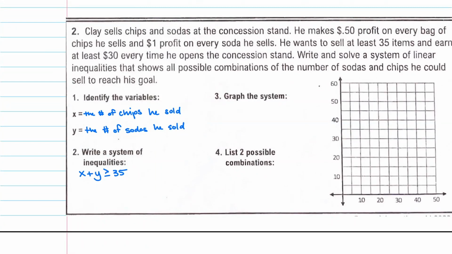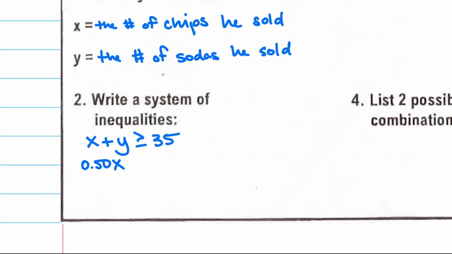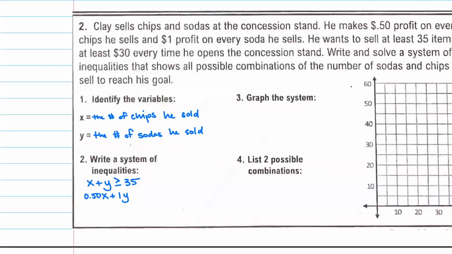Let's take a look at the second inequality. The second inequality, all I want to do is talk about money. It says he makes 50 cents profit on every bag of chips, and he makes $1 profit on every soda. So for the bag of chips, he makes 50 cents for every bag of chips. That should be 50 cents X plus $1 for every soda. So that soda is represented with Y. So there's my money. What else did it say? It said that he wanted to make at least $30. Hey, they're using that word at least again. That means I'm going to be going with the same symbol. And I want it to be at least 30.